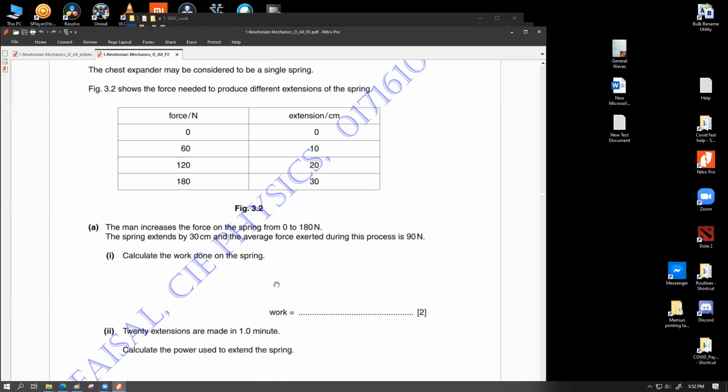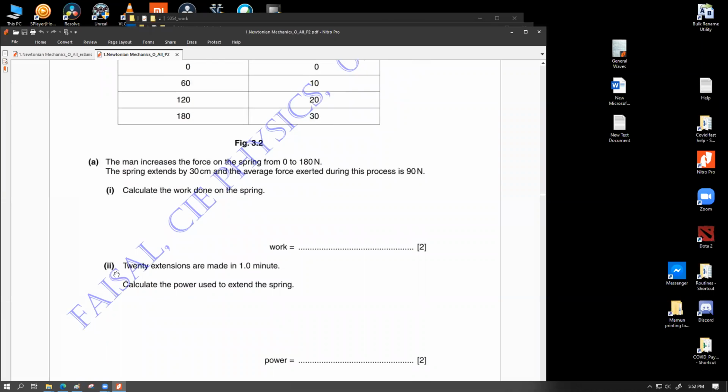To do the work done, you have to do force into distance. Important thing is to convert this centimeter into meter, because you would want the work to come in joule unit. So that's important.